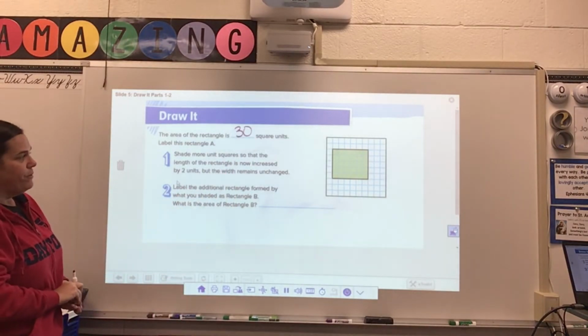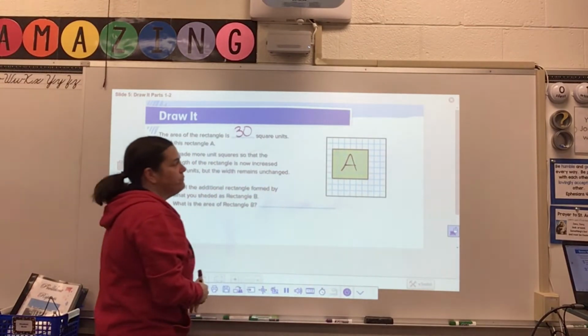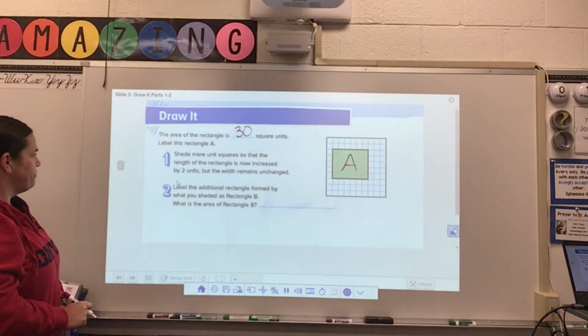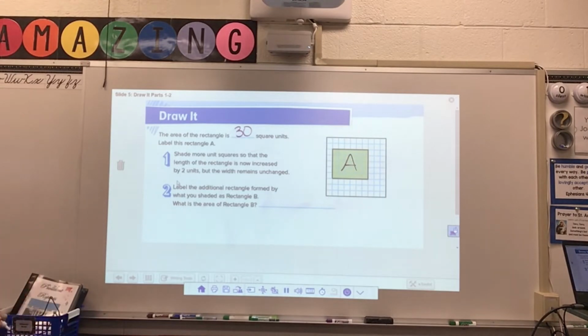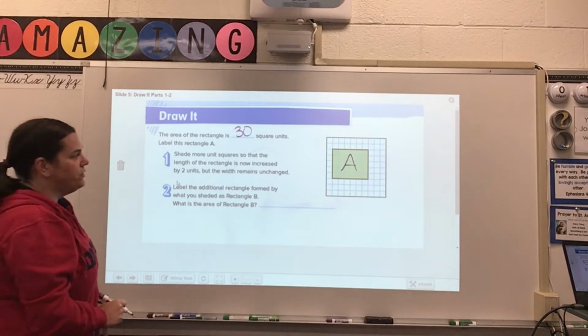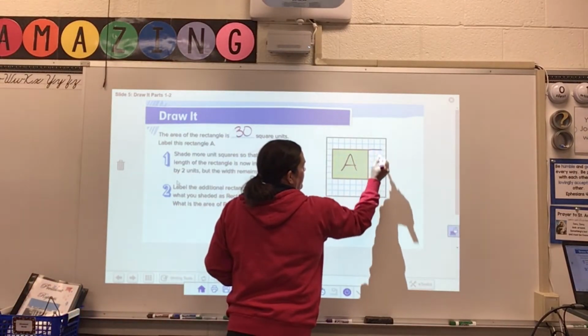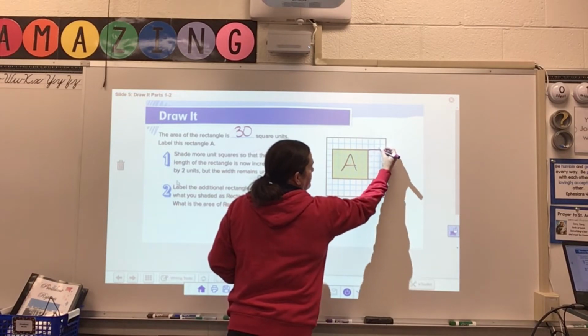Okay, so we want to label this green rectangle A. So you can label it A in your book too. Okay? Now, what I want to do next is I want to shade more unit squares so that the length of the rectangle is now increased by 2 units. Now, the width is going to stay the same. So what I need to do is I'm going to increase the length by 2 units.